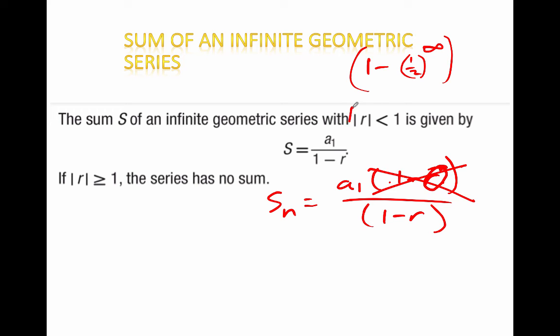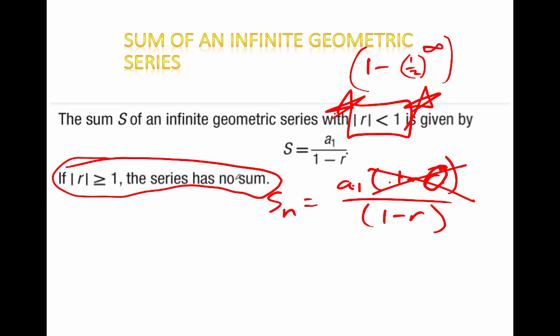So if we know that r is less than 1, we can get rid of that. And look how fast. It's the first term divided by 1 minus r. And that's only when the absolute value of r is less than 1. If the absolute value of r is greater than or equal to 1, it doesn't have an infinite sum.